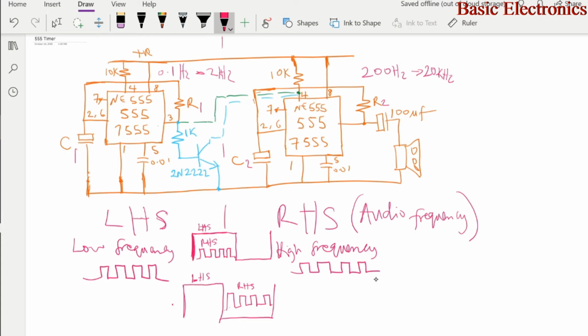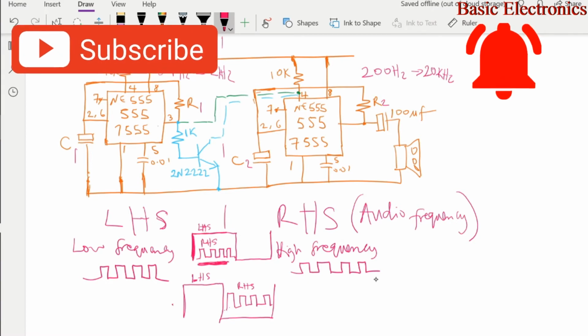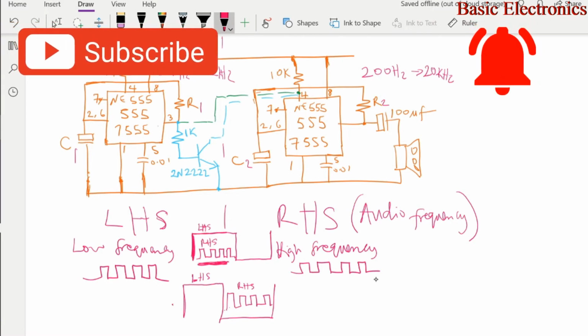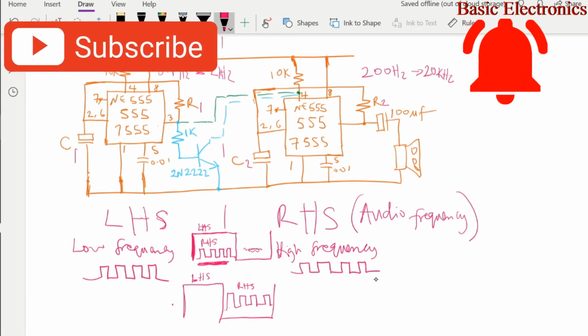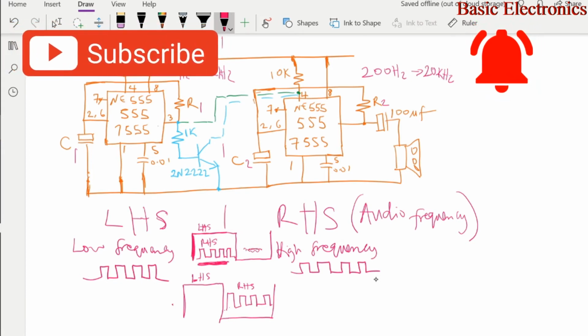When you do that, when the output of the left hand side is high, because the reset pin is active low, it allows the right hand side to run, and you can hear the frequency of the right hand side within the on time of the left hand side. When the left hand side goes low, it will pull down pin 4 of the right hand side, and you will hear crickets from the right hand side. Nothing, right? And then it will repeat.